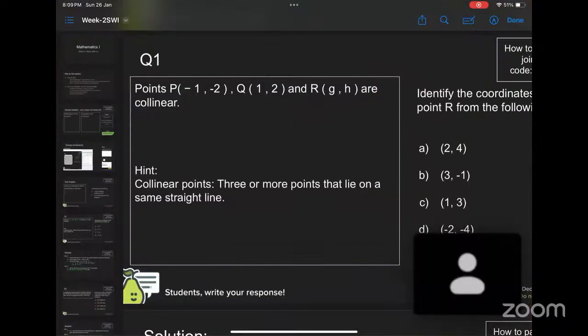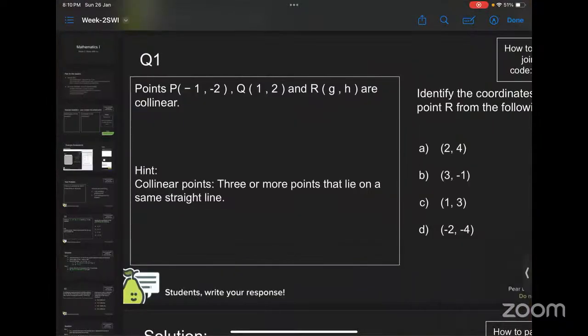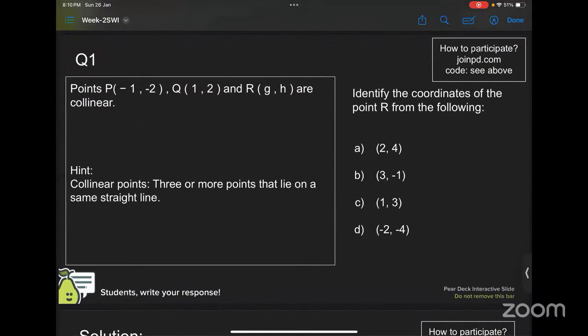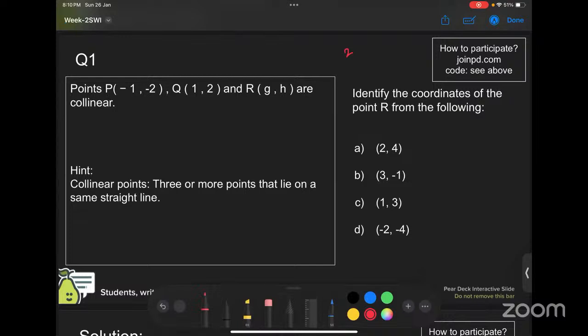So all of your silence means I will take it as you don't have doubt. In this session we will solve some selected problems. This is our first problem. Take your time. You have 2 minutes. Just solve it and let me know the answer. Then we will solve it together.